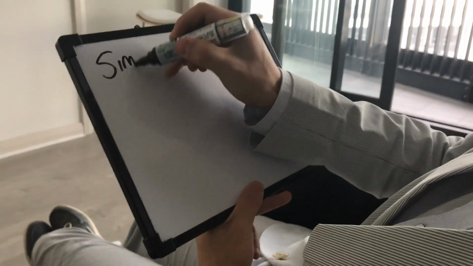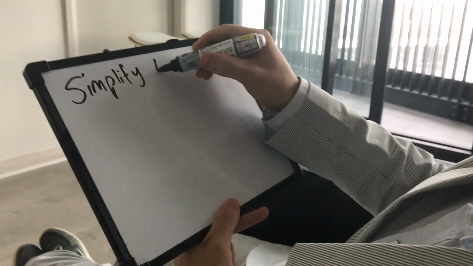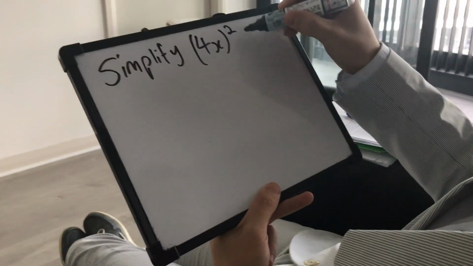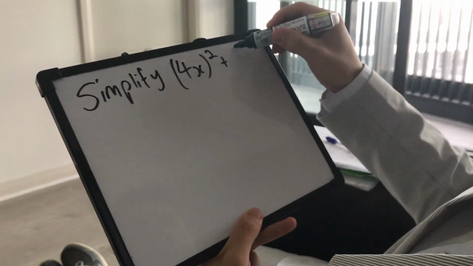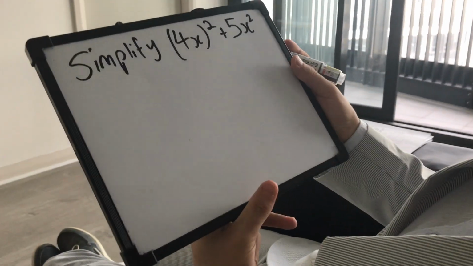Okay, so the problem says simplify (4x) squared plus 5x squared.